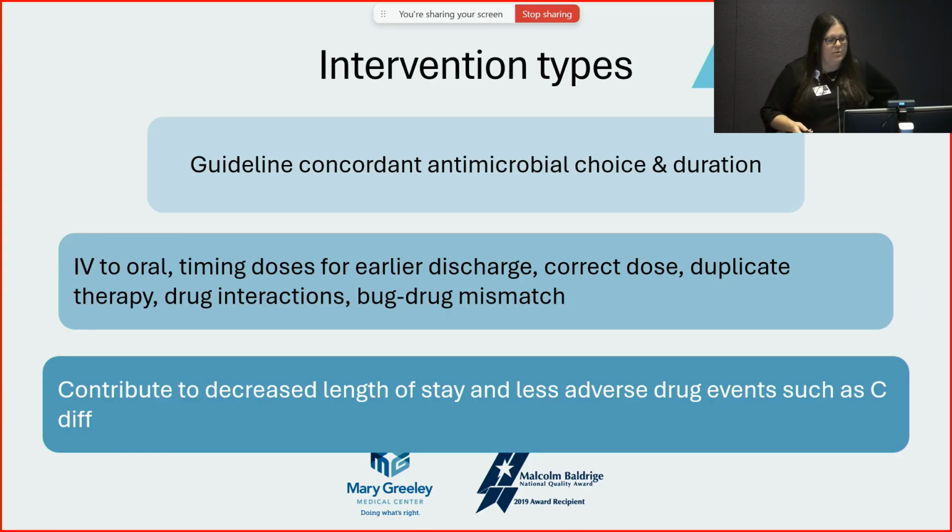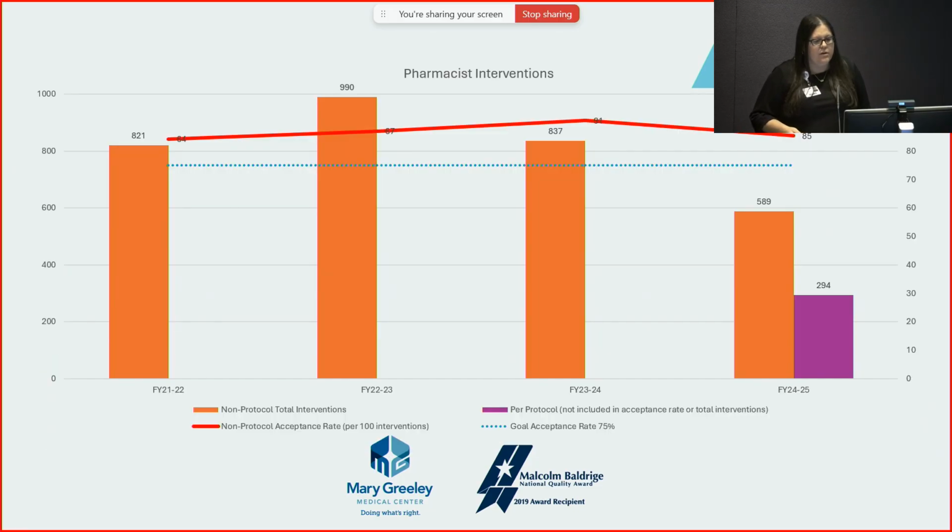Overall, these can help get a patient de-escalated from IV therapy and potentially ready to go home on oral sooner, decreasing length of stay and less adverse events such as C. diff. We also track that. Overall, we know the pharmacists are making quality interventions that are useful to the providers by tracking that our interventions are being accepted. So between this last fiscal year, we had about 800 to 900 interventions made.